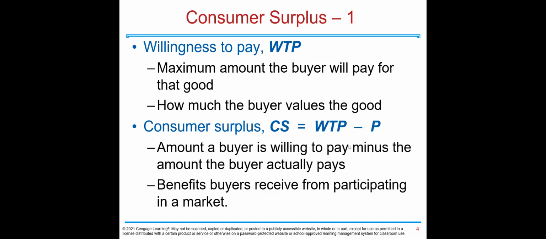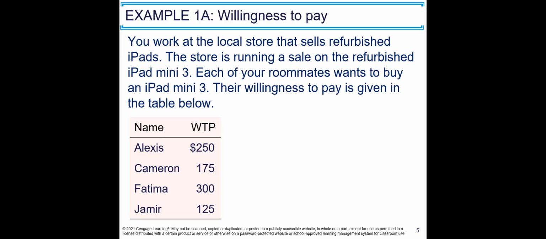So let's assume that you are willing to pay $800 for a used iPhone 13. And in the market, you find the used iPhone 13 for $700. So the willingness to pay is $800 here, the price is $700, and you think that you get a bargain. That bargain represents your consumer surplus. Now let's see this example to understand willingness to pay and consumer surplus.